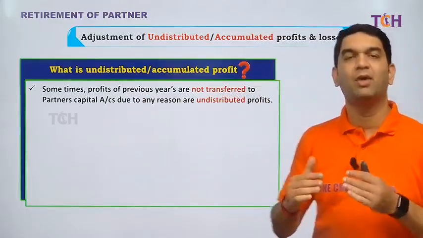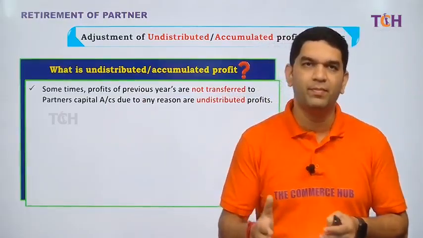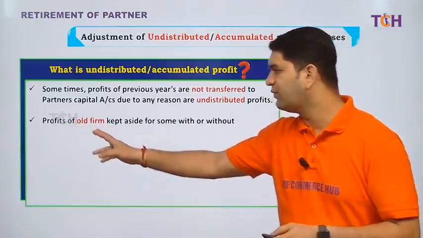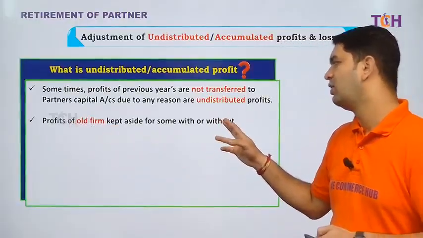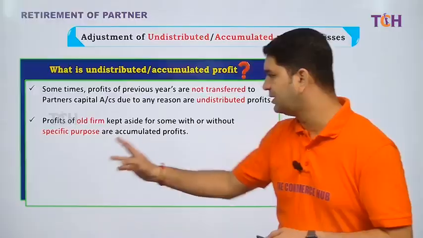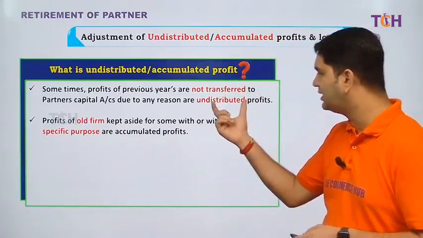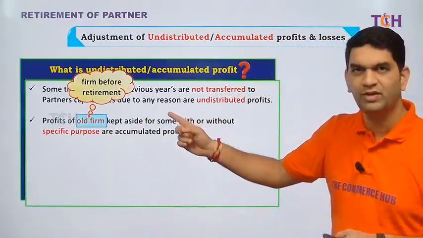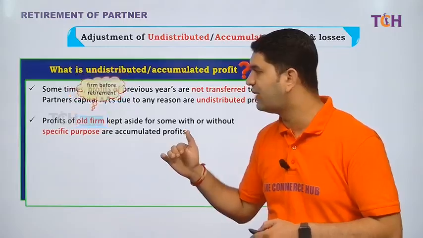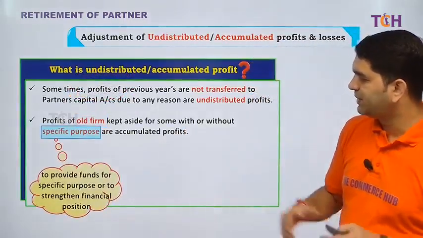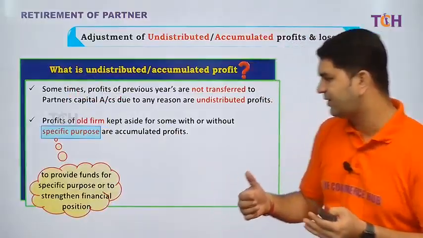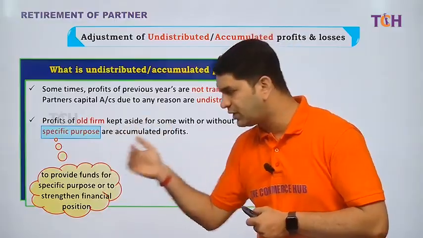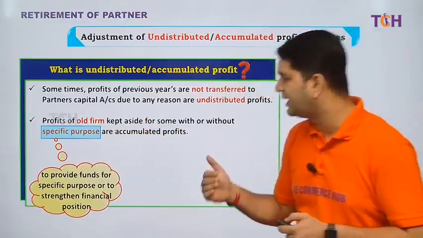Right, now we have to see the accounting treatment of it. We will not go deep into the reasons for it. We will understand the accounting treatment. Profits of the old firm kept aside, with or without a specific purpose, are accumulated profits. So undistributed profits, accumulated profits. The old firm is obviously the firm before retirement of a partner. A specific purpose can be to provide funds for something specific or to strengthen the financial position. We might have some specific purpose, so for that we have kept the profit aside.